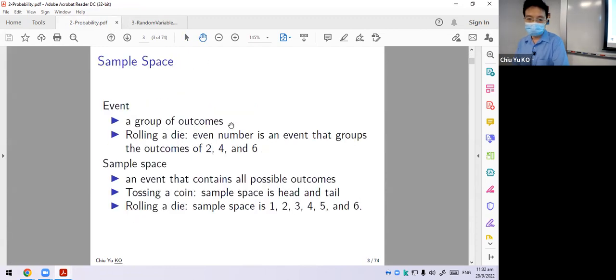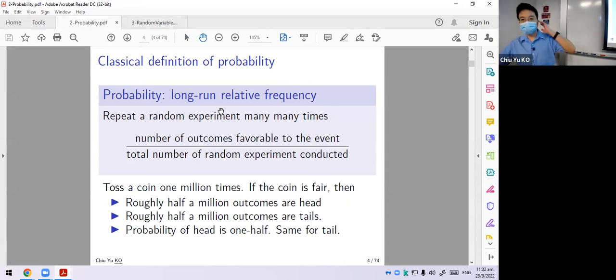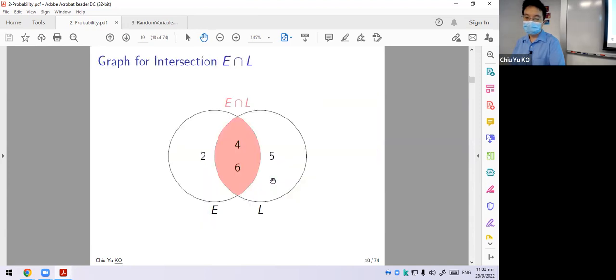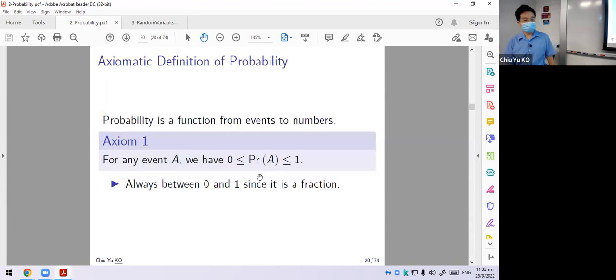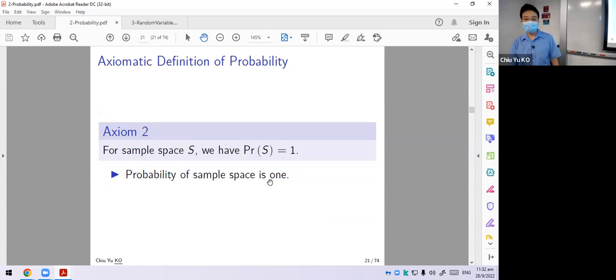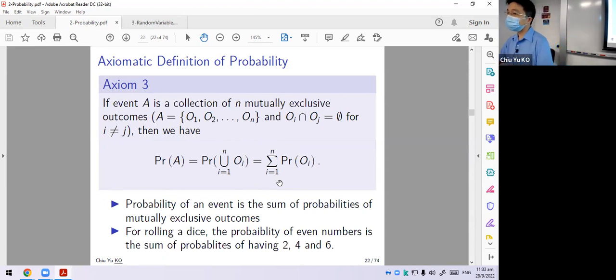We started from the classical definition of probability as a long-run relative frequency, which means if you repeat the experiment many times, you look at the ratio of the frequency favorable to those events. Then we defined probability using axioms. Axiom one says probability must be between 0 and 1, and the probability of the sample space must be 1. And lastly, the most important one says the probability of an event is the sum of the probabilities of its outcomes if they are mutually exclusive, and the union becomes the event. That is the main thing, and it derives all the rules we want.